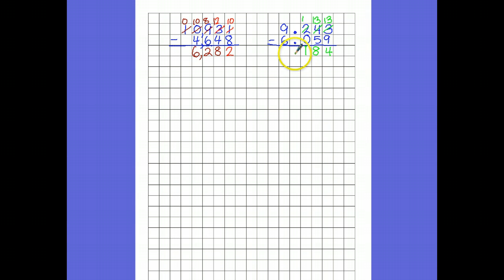My decimals stay in the same place, so I'm just going to make sure my decimals are there. And then 9 minus 6 is 3. So I end up with 3 and 184 thousandths.